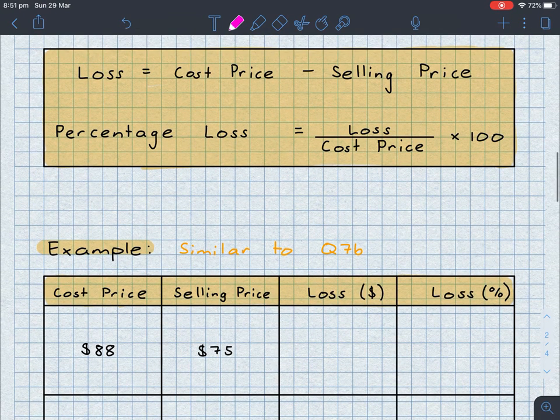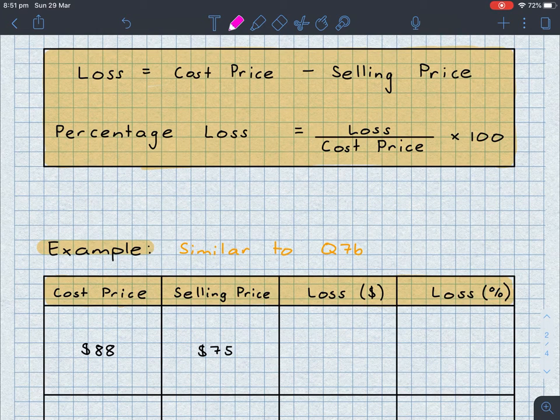This time we have a cost price of $88. So whatever this item was, the shop bought it for $88, but then when they sold it, they only sold it for $75. This also happens not in shops, but if you bought something, so let's say you bought a Game Boy for $88, and then a year later you decided you didn't want it anymore, so you sell it on eBay, but only for $75, because you're not going to get someone buying an old Game Boy for the same price as you bought it for.